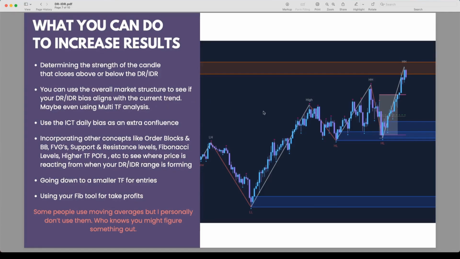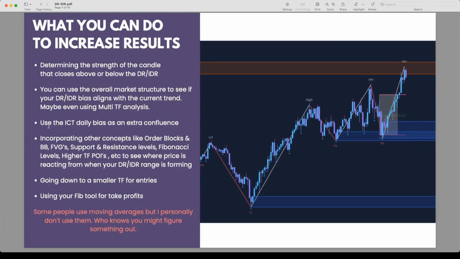So if you see that your bias for the day is going to be bearish because the candle closed below the DR range, right? But you're seeing that the overall market structure is actually saying bullish. So you might not want to trade in a counter trend direction, but if you do, then don't go for a big RR, go for a small one like a 1-to-2 or a 1-to-1.